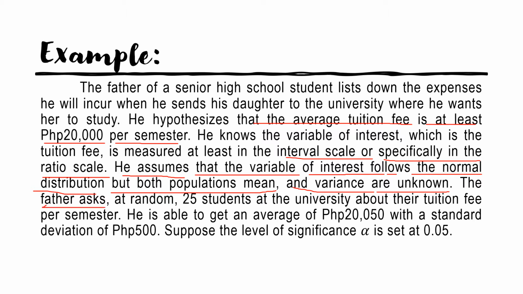So the father asks at random 25 students at the university about their tuition fee. So there are 25 students here to be subjected. First semester, he is able to get an average of 20,050 pesos with a standard deviation of 500 pesos. Suppose the level of significance is set at 0.05, so that will be your level of significance or alpha.